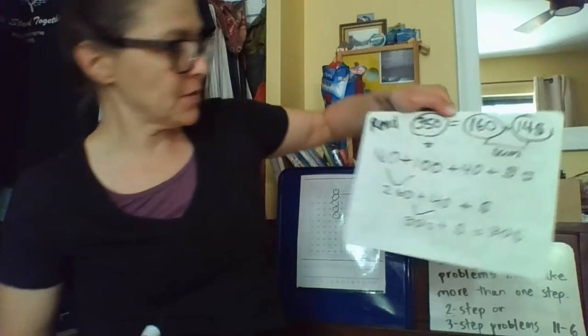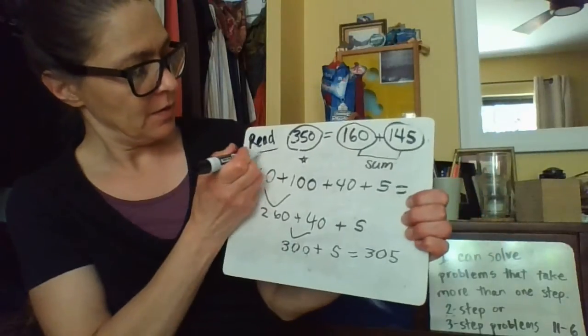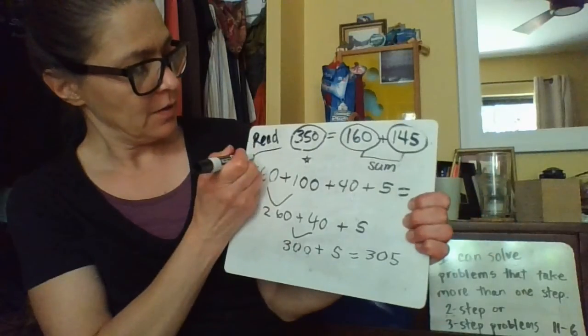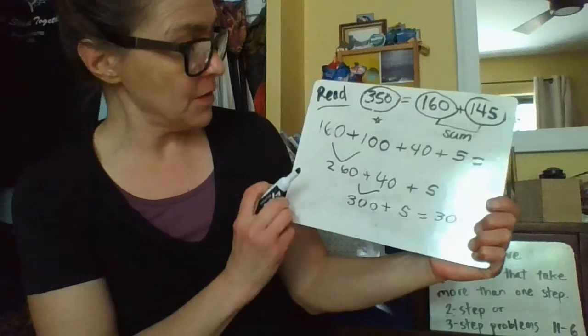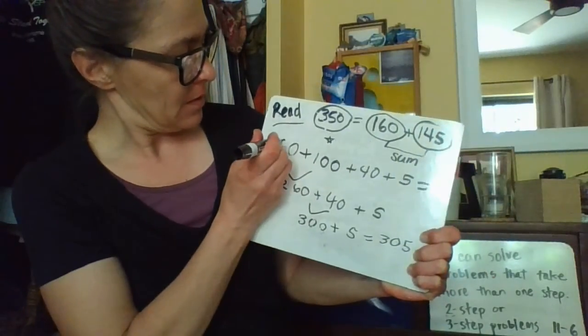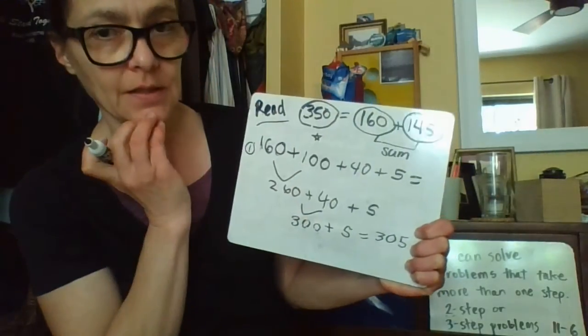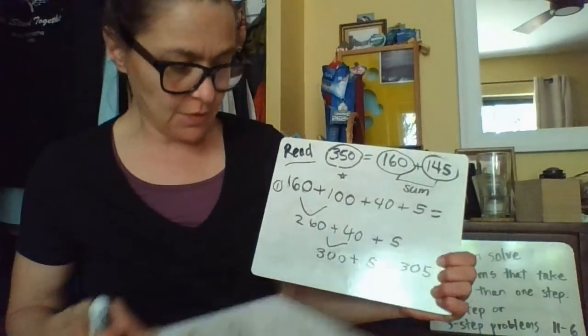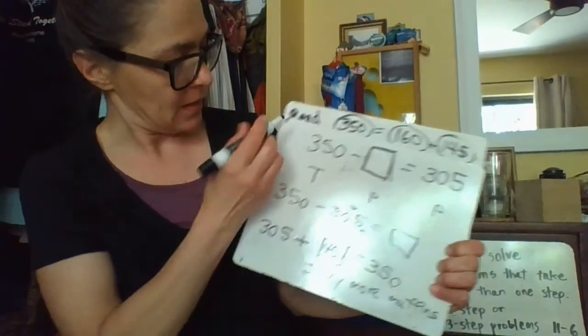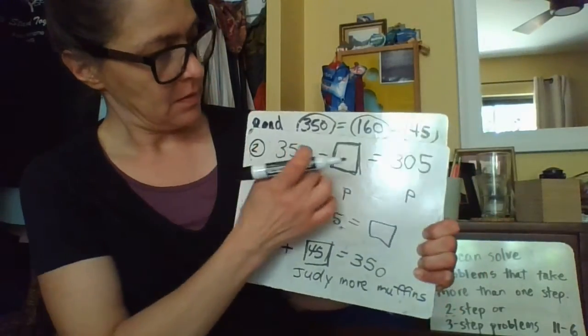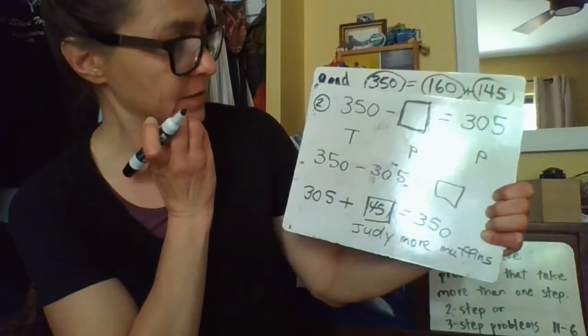So multiple steps. First, you read it. You circle the important numbers in the story problem. You figure out what to do. And then you do step 1, which was adding and getting the sum. And then you do step 2, which was minusing, to find the difference.